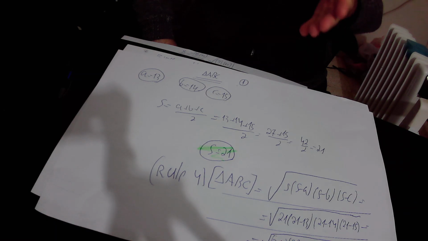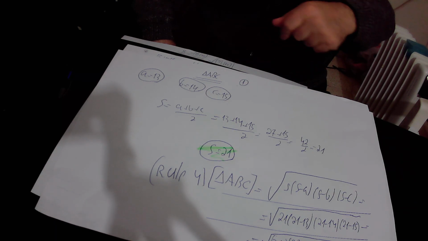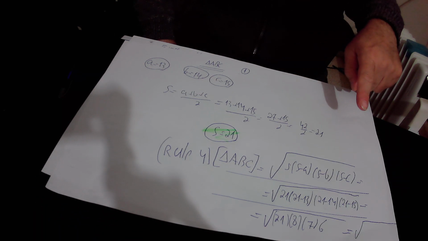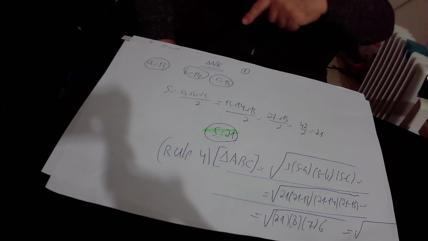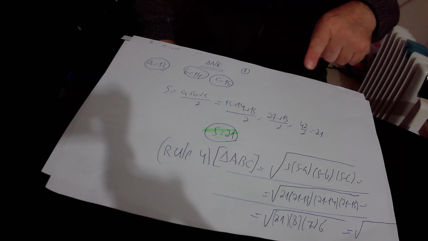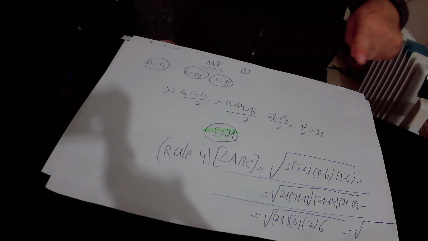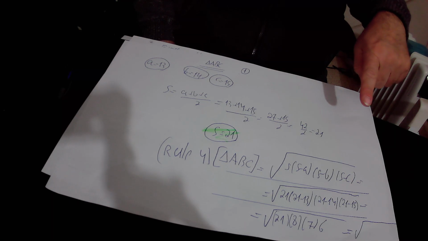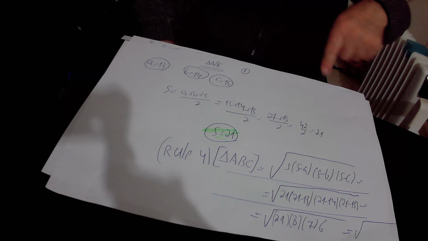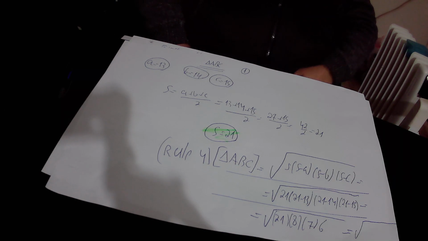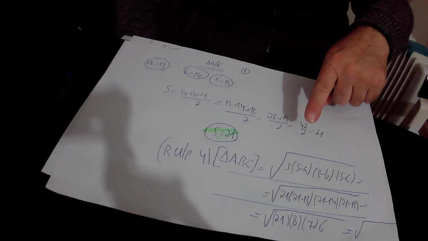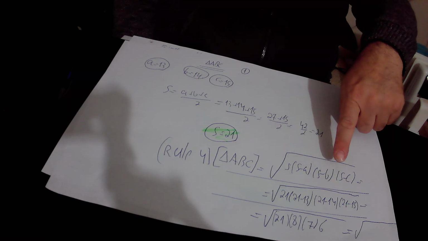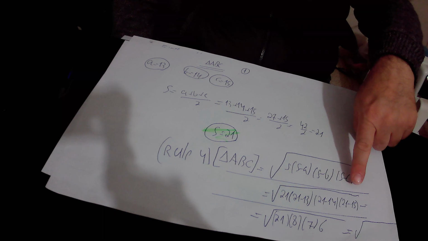So according to rule number 4, the area of our triangle ABC equals the square root of S times S minus A times S minus B times S minus C. S is 21, so the area of triangle ABC equals the square root of S, that is 21, times S minus A, that is 21 minus 13, times S minus B, that is 21 minus 14, times S minus C, that is 21 minus 15. So the area of triangle ABC equals the square root of 21, and 21 minus 13 is 8, 21 minus 14 is 7, and 21 minus 15 is 6.